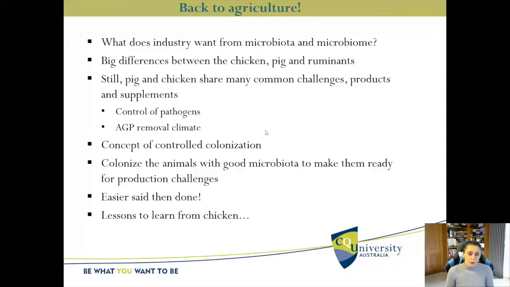So what we're trying to do in agriculture using microbiota analysis and microbiota manipulation is trying to achieve the concept of controlled colonization. This means colonize animals from the get-go, from day one, with good microbiota, let good bacteria colonize the gut and take over, and then they will outcompete any hopefully new coming pathogens, or at least fight them and prevent colonization of bad bacteria. This is easier said than done, and I am going to take you through a few lessons that we learned in trying to achieve controlled colonization in chicken.